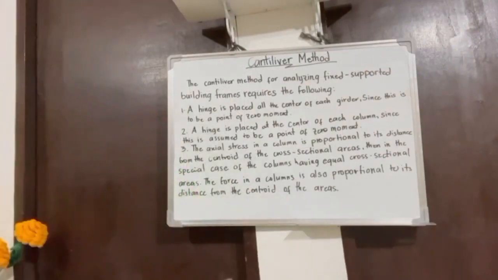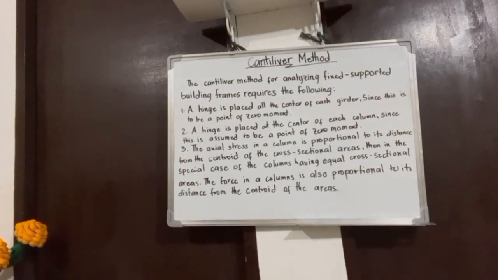Cantilever method. Cantilever method for analyzing fixed supported building frames requires the following. A hinge is placed at the center of each girder, since this is to be a point of zero moment. A hinge is placed at the center of each column, since this is assumed to be a point of zero moment. The axial stress in a column is proportional to its distance from the centroid of the cross-sectional areas. Then, in the special case of the columns having equal cross-sectional areas, the force in a column is also proportional to its distance from the centroid of the areas.